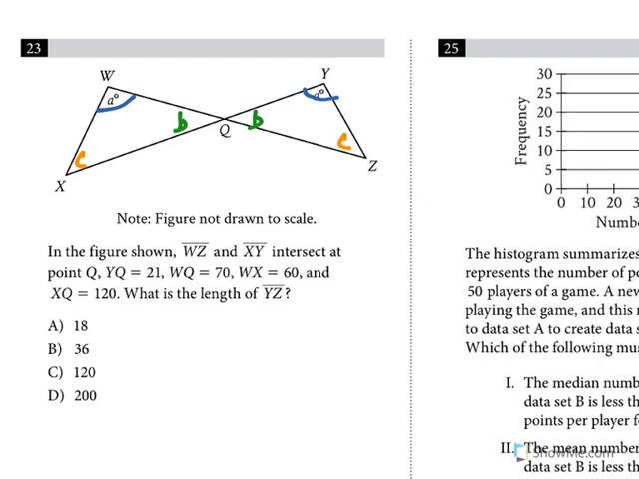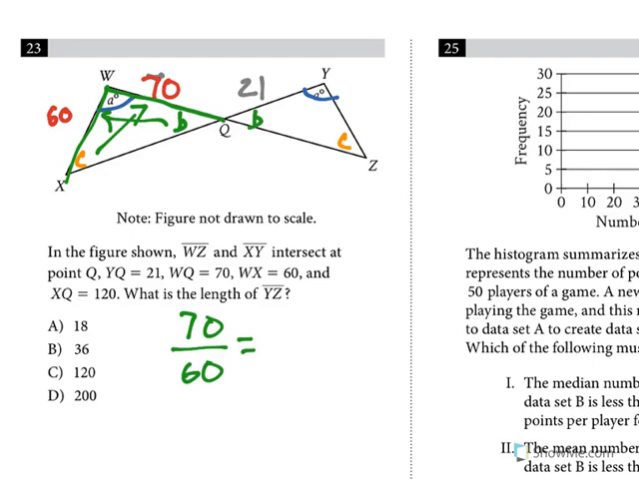So let's label the information, right? YQ is equal to 21, and WQ is equal to 70. Let's do this. And WX is equal to 60. All right, so let's think about it. I've got similar triangles. So this side, 70, I'll call that the C side because it's opposite angle C, is to what I'll call the B side, which is opposite angle B. It is the same thing in my other triangle: the C side, which is 21, is to the B side, which is what they're trying to find. So there's my proportion.